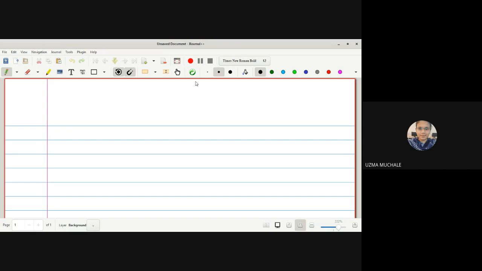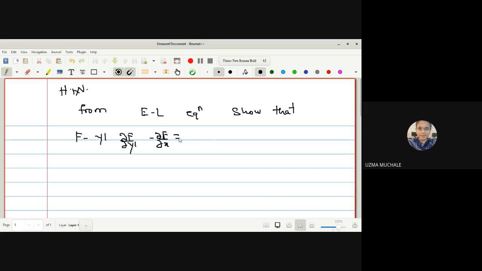Okay. Now I will give you one homework: from the Euler-Lagrange's equation you have to show that f minus y dash ∂f/∂y dash minus ∂f/∂x is equal to constant. You have to show that this whole term is equal to constant. So how to prove any term to be constant? Prove its derivative is equal to 0. Okay, this is a homework for you. You have to try it.